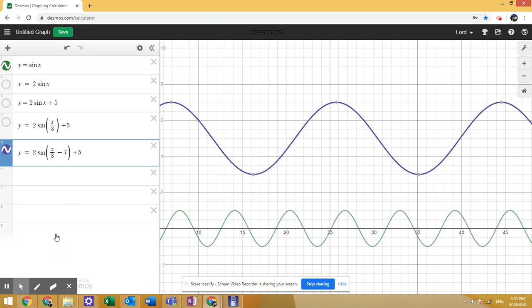So there's 5 simple transformations I've done to my graph, starting off with the ordinary one, going to the fully transformed graph there. Okay, so have a practice, try this yourself, and see how far you can get.